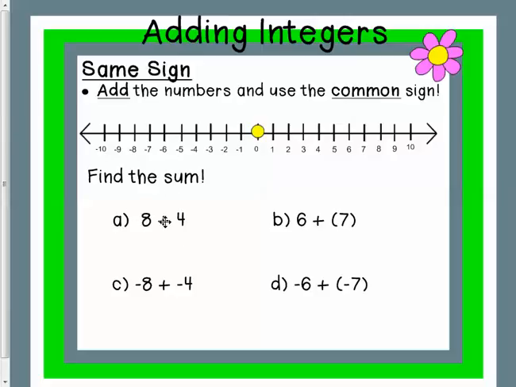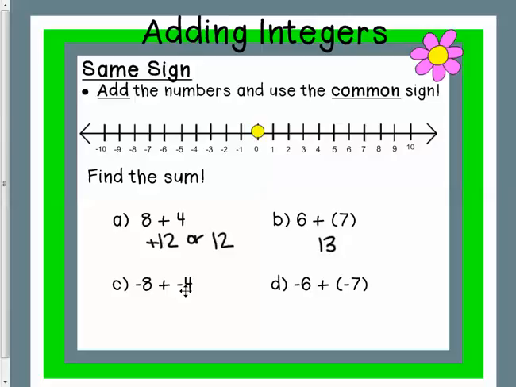So when we see the same sign, for example, 8 and 4 are both positive, we add them together to get 12, and we keep the sign, which is positive 12. Or we just write it 12. Same with 6 and 7, even if the 7 is in parentheses. 6 plus 7 is 13. And we don't need the plus sign in front of it, but if you want to, you can have it. But we as people assume the best in others, so we also assume that 13 is positive.